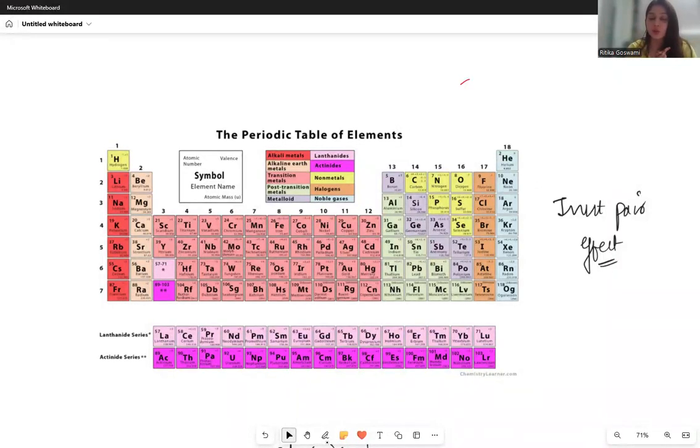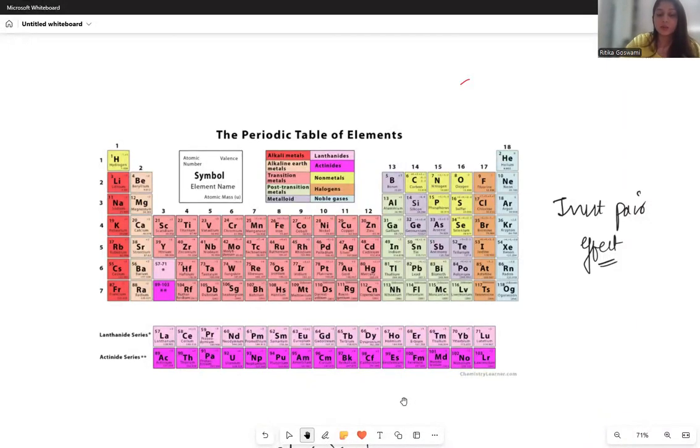If we talk about the definition first, the inert pair effect basically means there's a reluctance of the two electrons in the 6s orbital of the heavy p block elements to participate in bonding. Well, that was very, very fast. Let's try to understand what exactly that means and why that is happening.